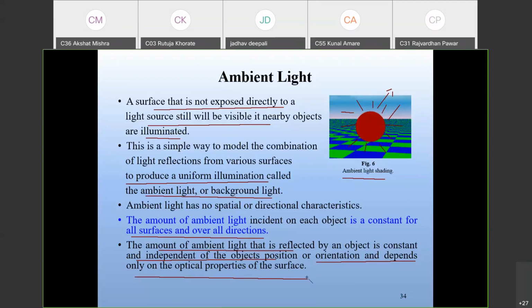because this ambient light is everywhere in that particular scene. It depends only on the optical properties of the surface, whether it is glossy, a matte or dull surface, or a transparent or opaque surface. That only affects the reflection of the light.